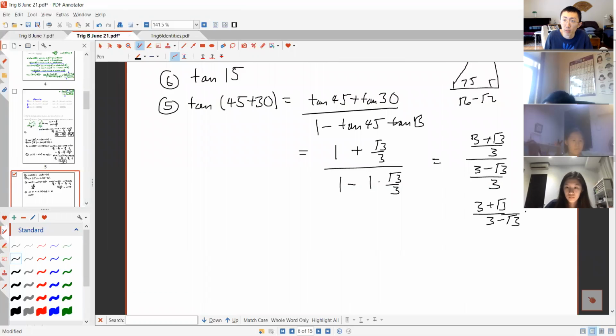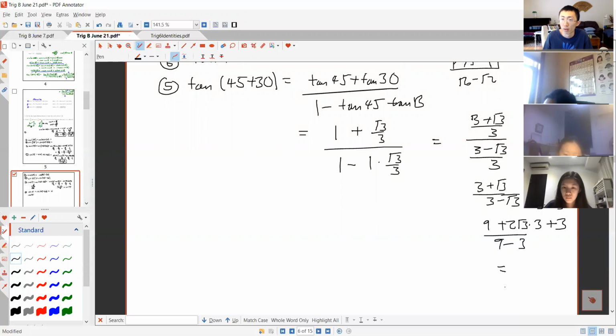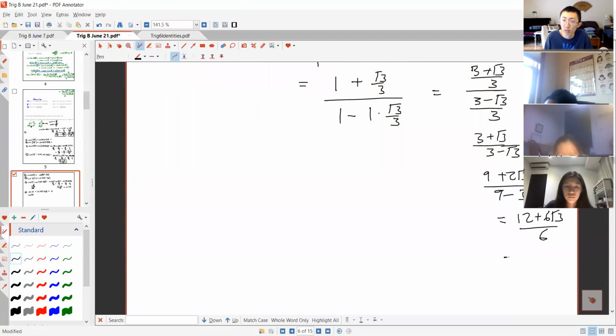So multiply by 3 plus root 3. So this is 9 minus 3 over, if we square it, it's 9 plus 2 times root 3 times 3 plus 3. And then we'll get 12 plus 6 root 3 over 6. So that's 2 plus root 3.